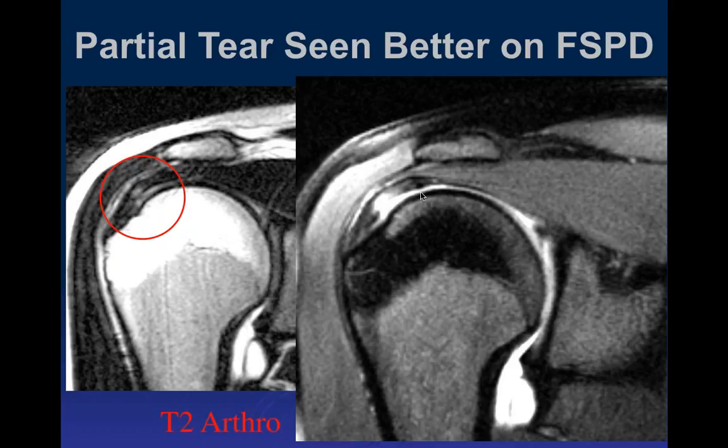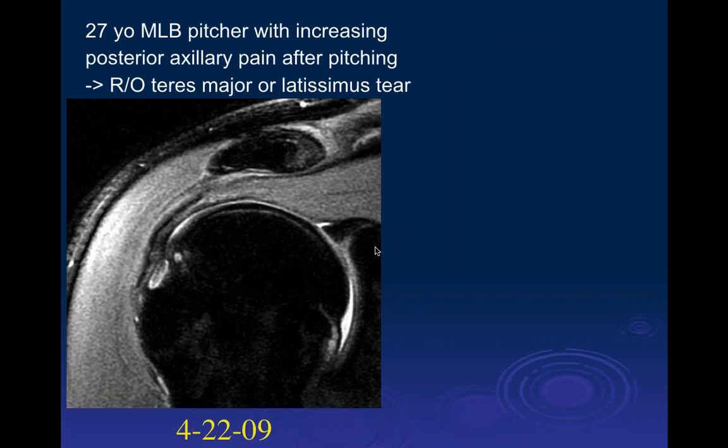I found that the best way to look for the surfaces is to do the PD fat sat image and window it to see whether you can see the intact inferior surface by changing the window and level. And if you can't, even if you change the window and level so that the fluid's not so bright, then that's indicative of a partial tear and not tendinosis.